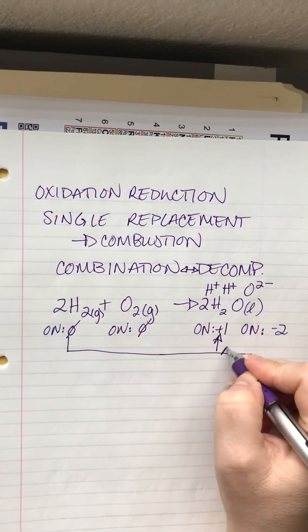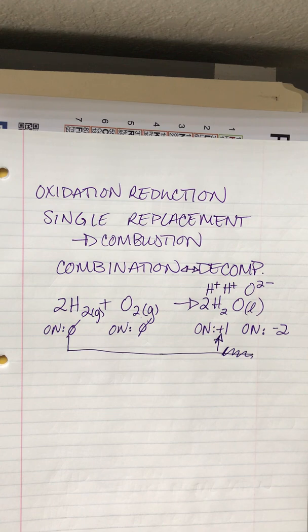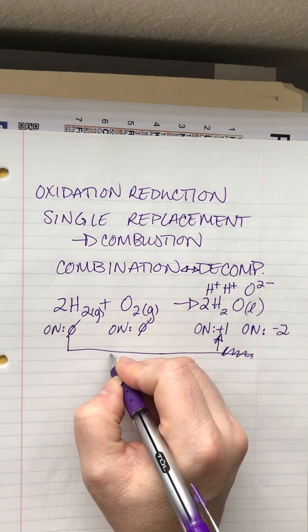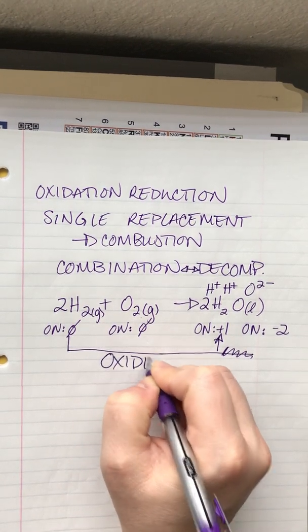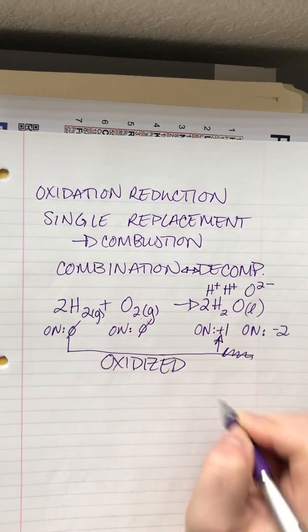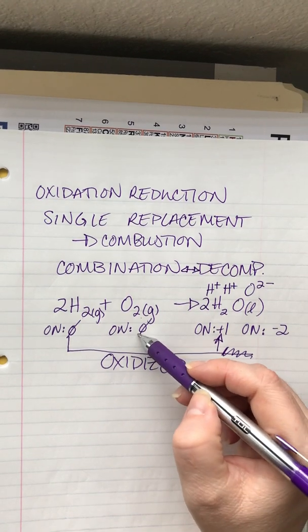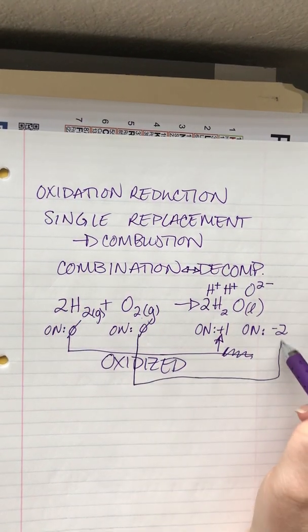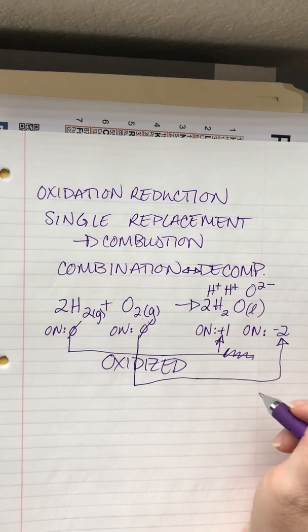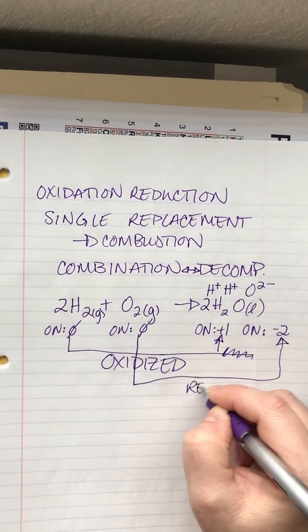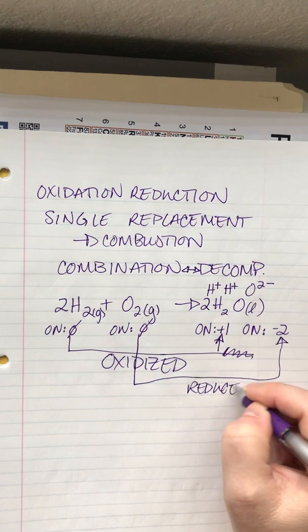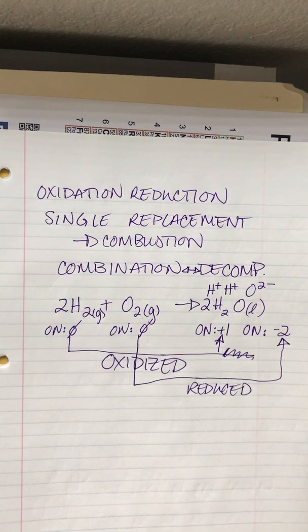Cool. Sorry, too far. Going from 0 to +1, what happened to hydrogen? You lost some electrons, which means it was oxidized. So what happened to oxygen here? Gained some. So if it gained electrons, it was reduced. Okay?